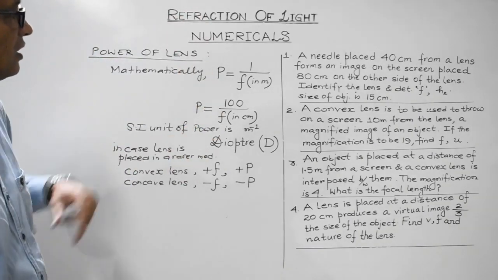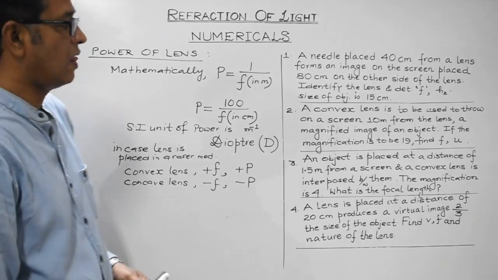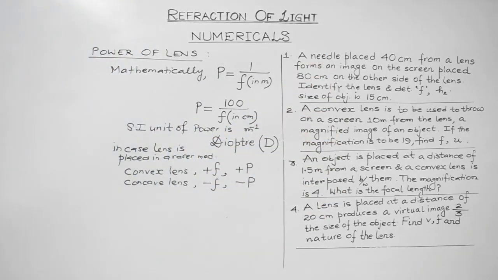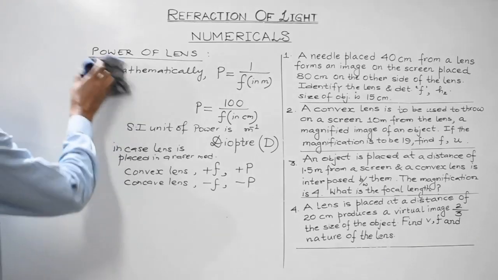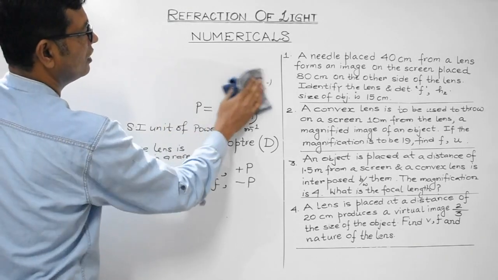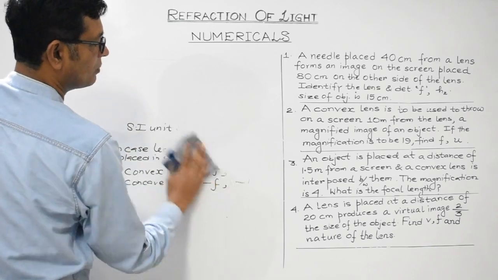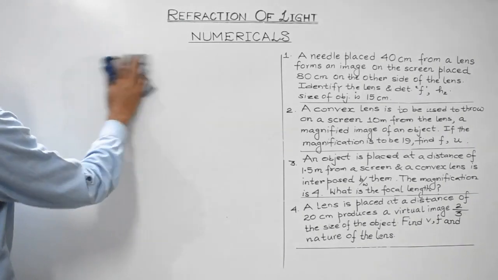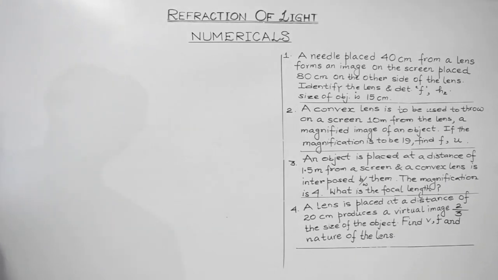So this was regarding the power of a lens. Now we will start with the numericals. Please concentrate on the first question. Let's start with the numericals, and we'll be making use of the mathematical formulas which we have already derived and discussed. So let's start with the first one.